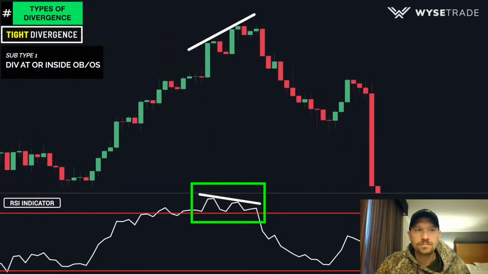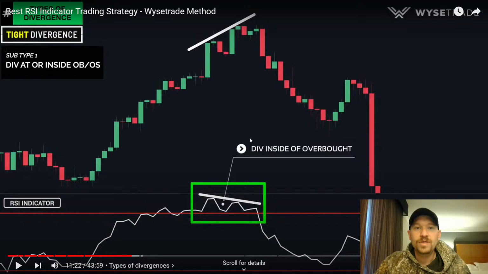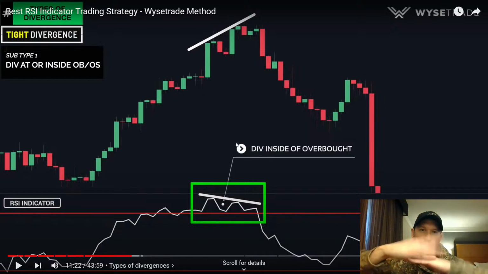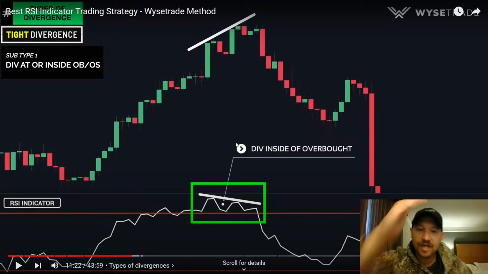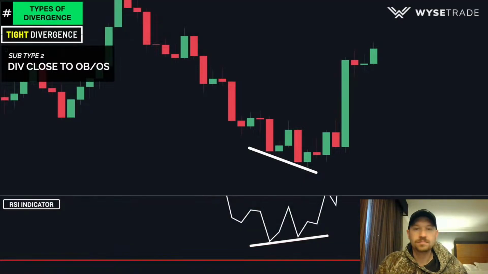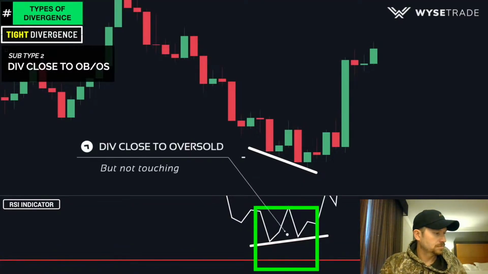So again, we have the two subtypes of tight divergence: 1, when the divergence occurs at or inside of the overbought or oversold region. This is clearly occurring in the region. Divergence inside of overbought: it's still showing signs that it's going up, but on here it's showing signs of it slightly going down, which is a divergence. That creates a gap, and when that happens, there's a major sell-off. Or 2, when the divergence occurs close to the overbought or oversold region. Notice how it's close, but not touching.